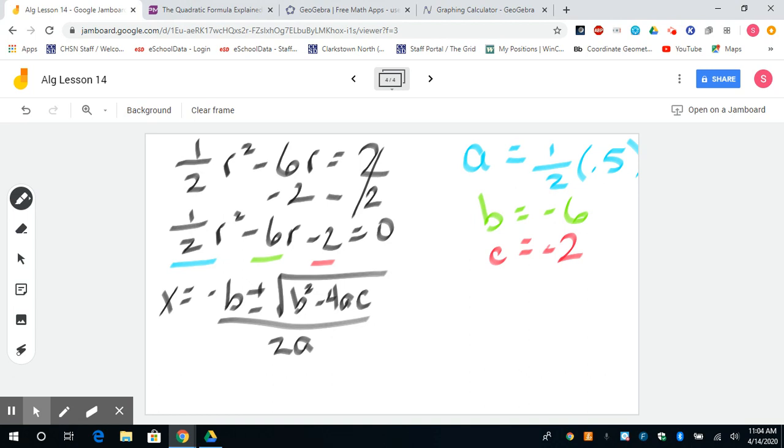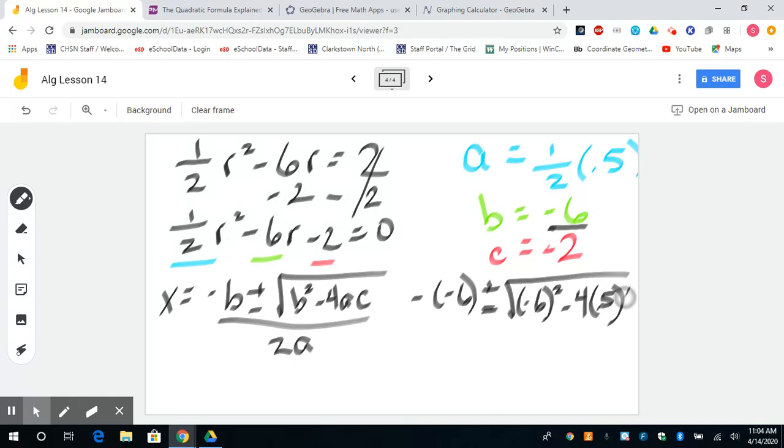All right, so now we're going to plug our values in. So we have negative b. Careful, the b is already negative though. So if it's a negative 6, I'll just leave it fully out and then I'll simplify it after. Plus or minus the square root of b squared, so negative 6 squared, minus 4 times 0.5, which is a half, right? Times our c value, which is negative 2, divided by 2 times a, which is 0.5.